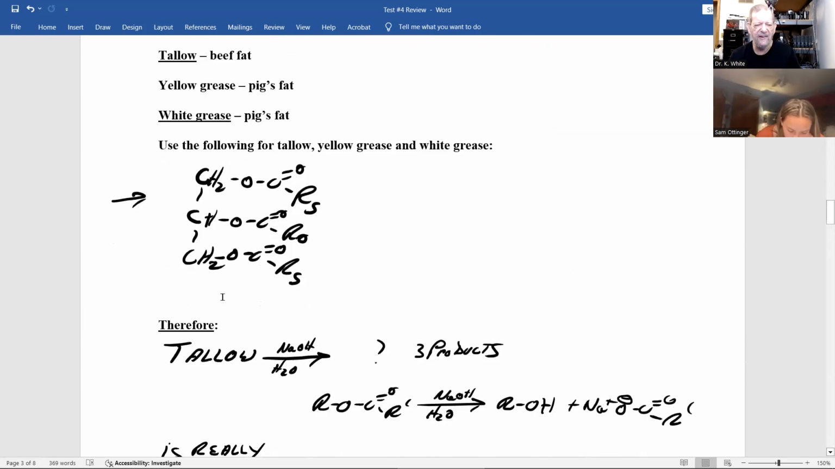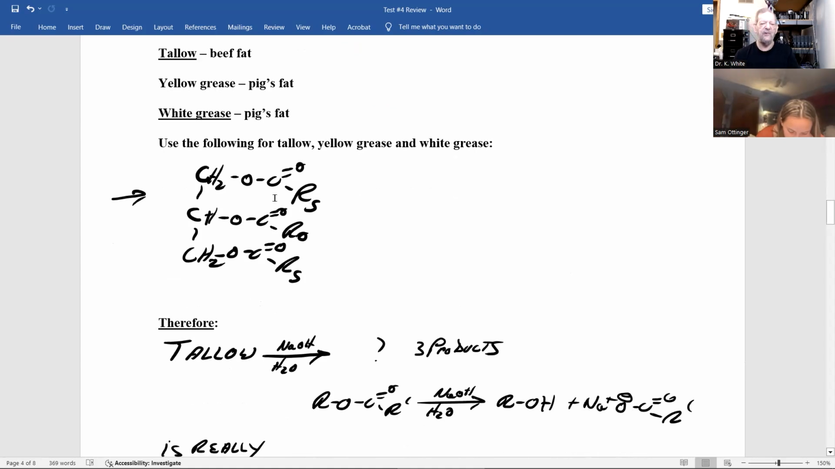So if we go down here, tallow, yellow grease, and white grease make, and usually it's about a 50-50 mixture, but you have 3 R groups. So how do you make them 50-50? Well, it's more complex than this, but for this class, one's R sub S, the other R sub O, and the third one, you can make either one. And I made R sub S, so I can have my little joke SOS on there, help.